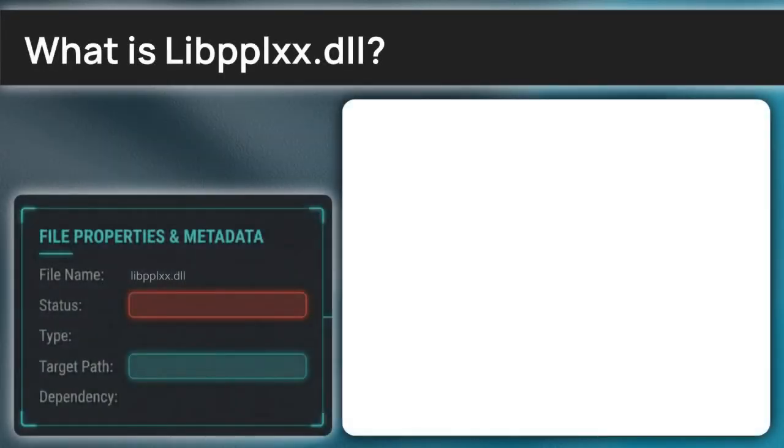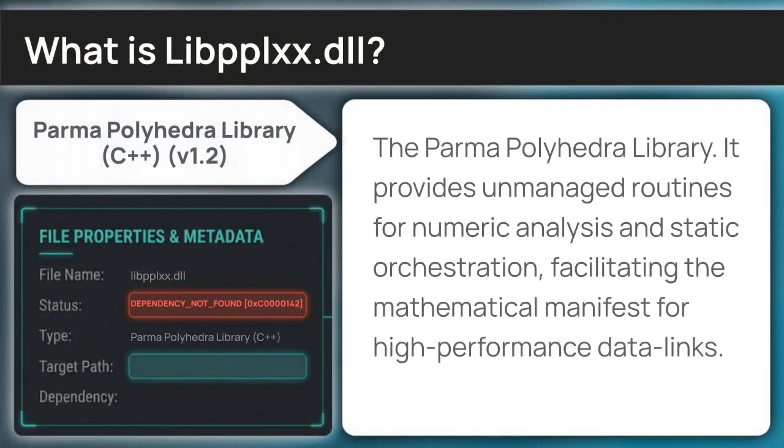This is the Libpplxx, the Parma Polyhedra Library. It provides unmanaged routines for numeric analysis and static orchestration, facilitating the mathematical manifest for high-performance data links. Understanding the file's role is a great start. Now let's look at replacing it.